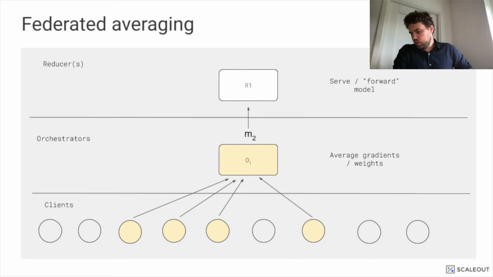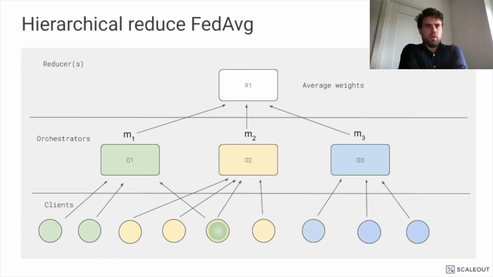Coming back to this model, you can make analogies, of course, with MapReduce, where the role of orchestrators would be like a local combiner in that setting. So in this model, one way to scale federated averaging in a trivial way would be to simply add more orchestrators. This slide illustrates that idea. By adding more orchestrators, each orchestrator will, in parallel and independently, work on a subset of the clients and train its own federated model, typically with federated averaging.